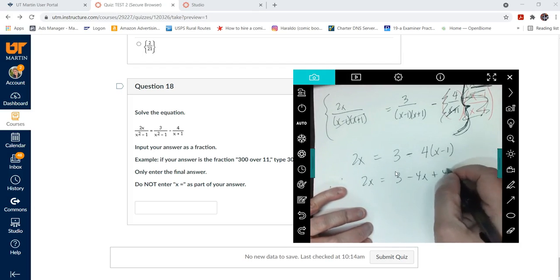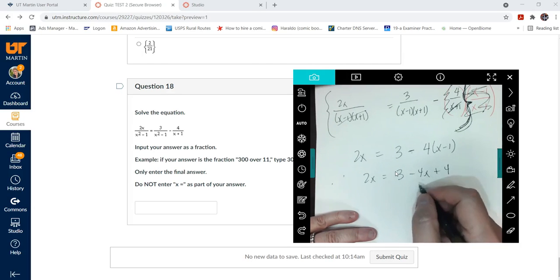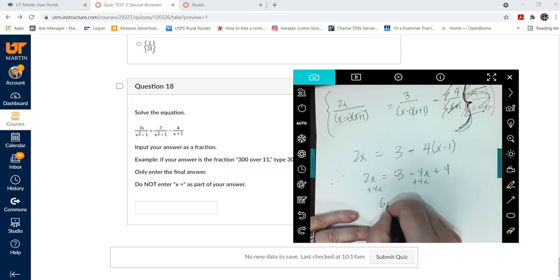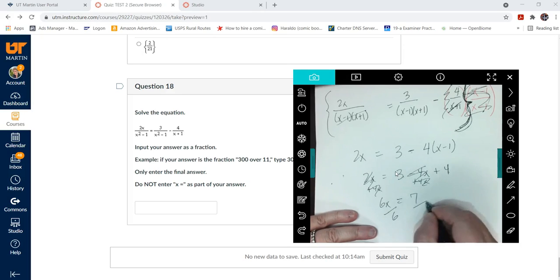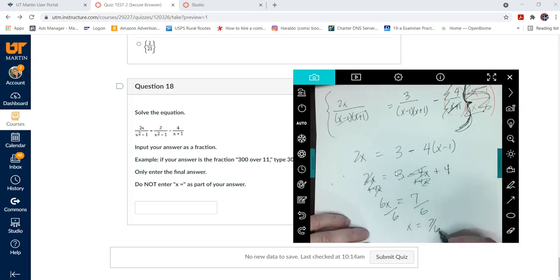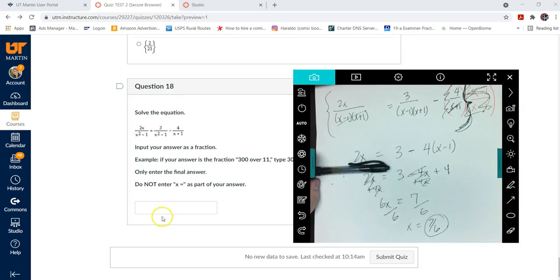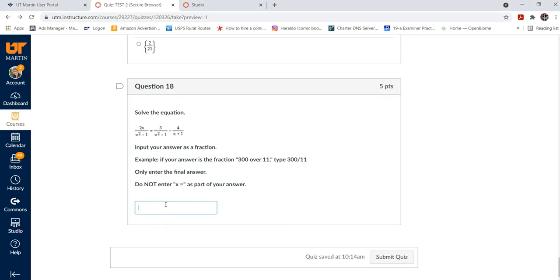And then I'll have plus 4. I'll add 4x to both sides. And 3 plus 4 is equal to 7. So x is equal to 7/6. Now, only enter the final answer. Do not answer x equals as part of your answer. So I just want to put in 7/6. Okay.